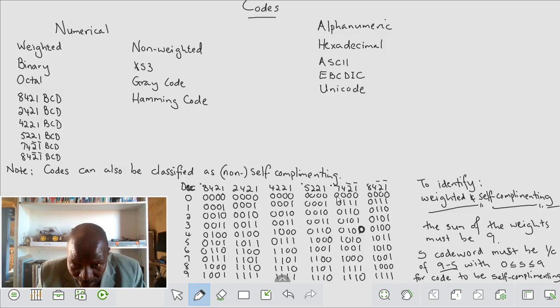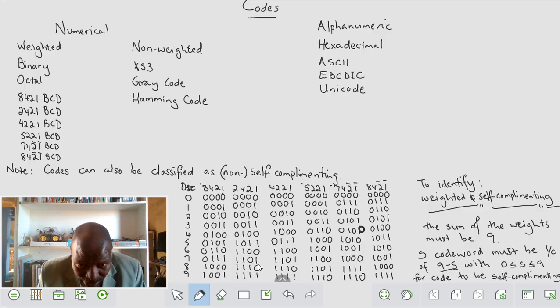But let's check. The 1's complement of the code for 0 is supposed to be the code for 9, because 9 and 0 are 9's complement of each other. So this is not 1's complement of that, so that code is not self-complementing. Let's look at 2421. 2 plus 4 plus 2 plus 1 is 9. Is this self-complementing? Let's see. 0, all zeros, all ones. Yes, complementing. 3 zeros in the 1, 3 ones in the 0.